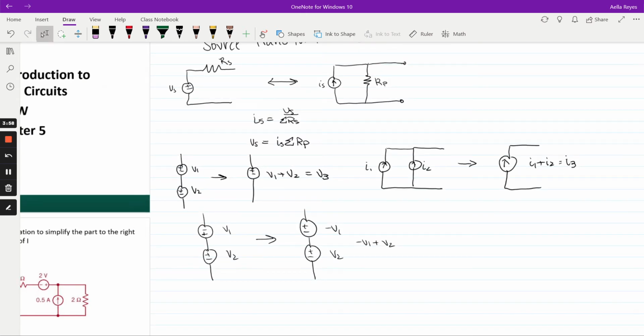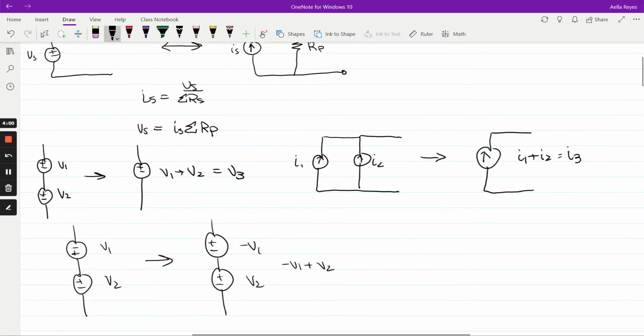That's that. And then with current sources, they just have to be facing the same direction, and then you can add them. Current sources have to be in parallel for you to add them. Voltage sources have to be in series to add them, by the way. But again, the same rule applies for current sources: they have to be facing the same direction. If one of them is facing the other way, you flip it, and then you take the negative of that current. Just to demonstrate that.